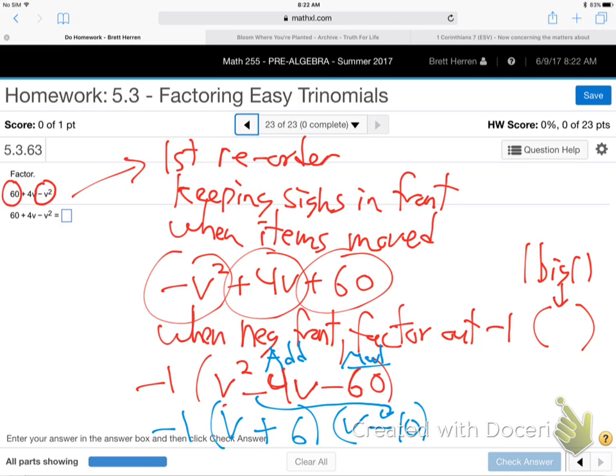Does that make sense? That's pretty tricky. So what did we have to do? We had to reorder first off, and then we had a minus in the front that we had to factor out with the one big parenthesis. Then we finished from there.